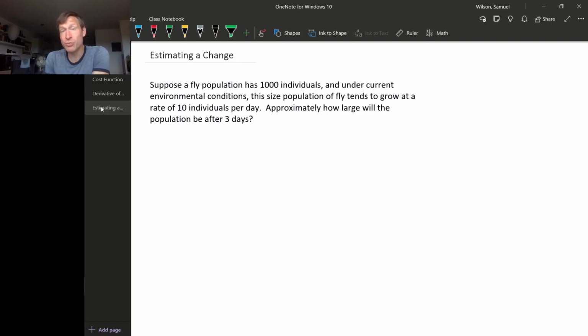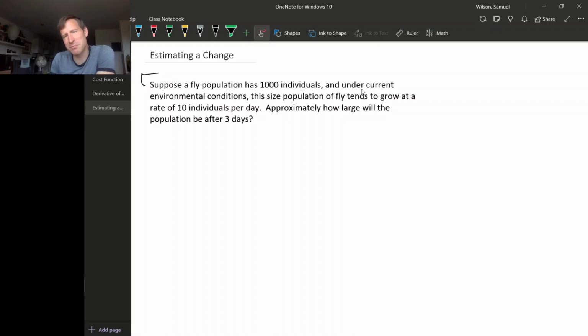There's one thing we can do with any derivative that is often very handy when you're in situations where you have limited information. And what I mean by limited information is this kind of situation. So suppose we have a population of flies. Maybe we're doing some biology, some genetic experiment on flies or something. And we have a population of 1,000 individuals.